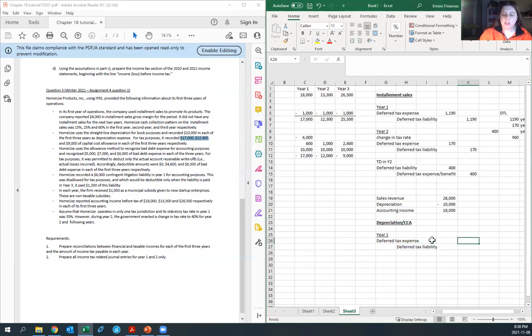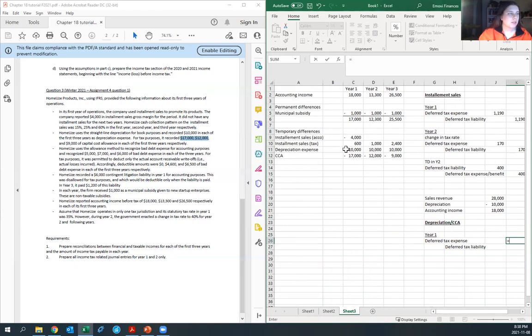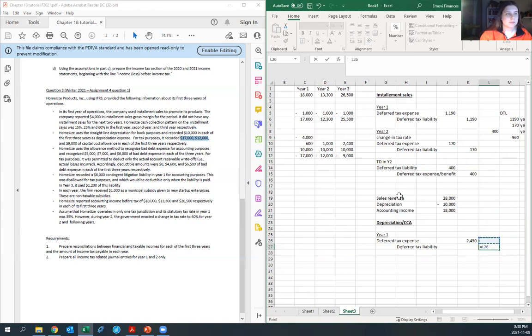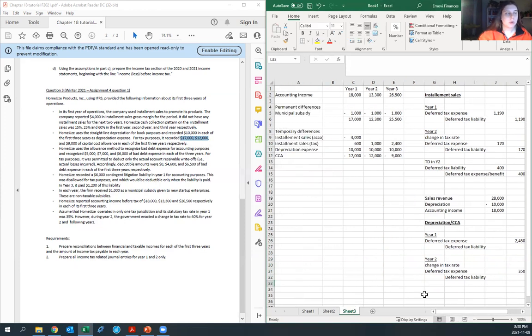And it's going to be the sum of the two differences. So $7,000 times your tax rate in year one, so 35%. For year two, you have to take into account the change in tax rate. So you want to increase these two accounts by 5%, like we did for installment sales. So it's $7,000 times 5%. And then you want to record the temporary difference of year two for these two.